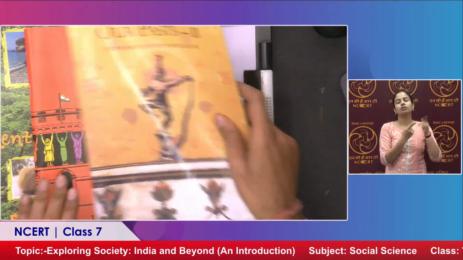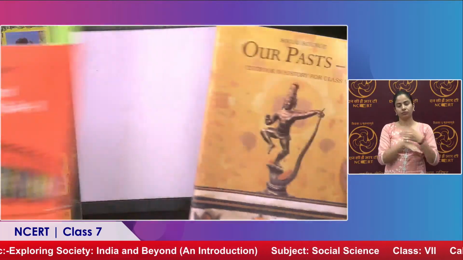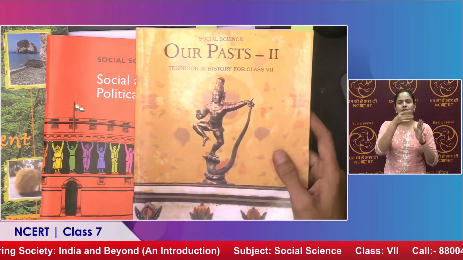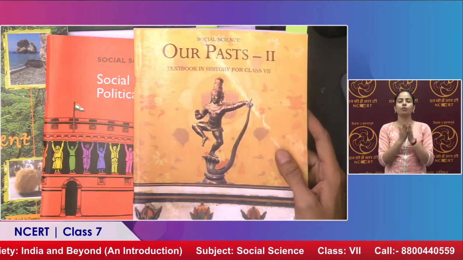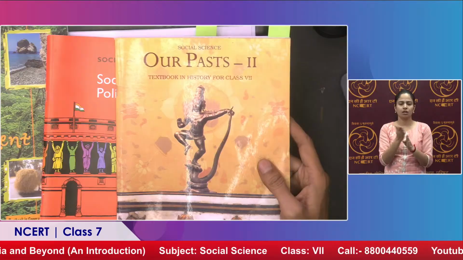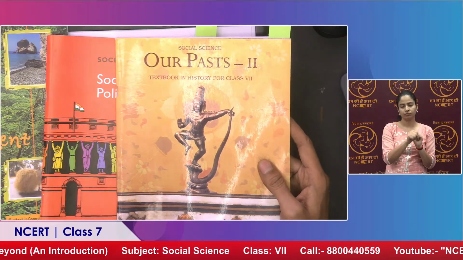True. So whenever we see the social science book earlier, in the previous education policies, social science as a subject was dealt with by three important books. These three books, you can see. You mean to say, sir, that earlier we had 3 books? Earlier we had 3 books. There were separate books for history, that is known as Our Pasts, textbook in history for class 7.